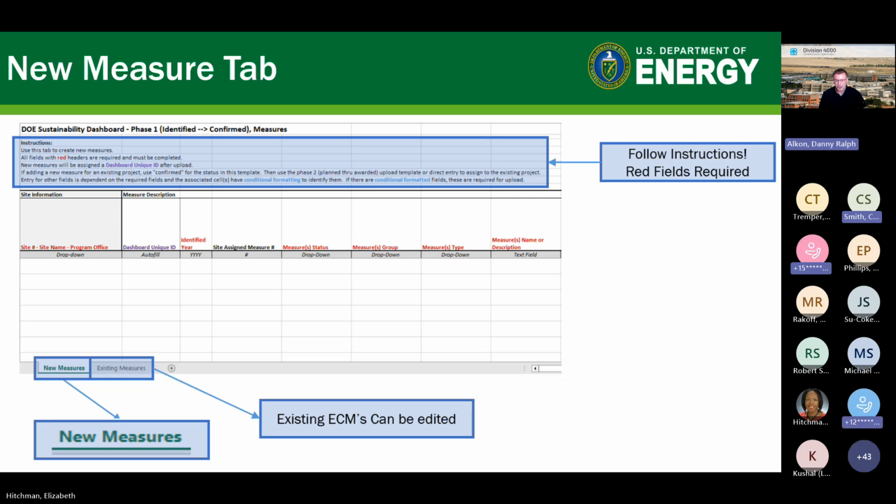It has the new measures tab, which is where we obviously put the new measures in, and then it'll have all your existing measures in there. That'll have the list of ones that are already up in the DOE dashboard. It is very important to follow the instructions. They're pretty self-explanatory. All the columns in red need to be completed at a minimum before you upload that. Next slide, please.